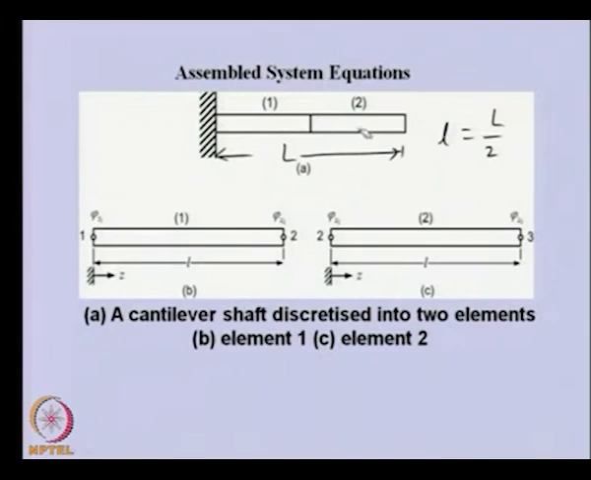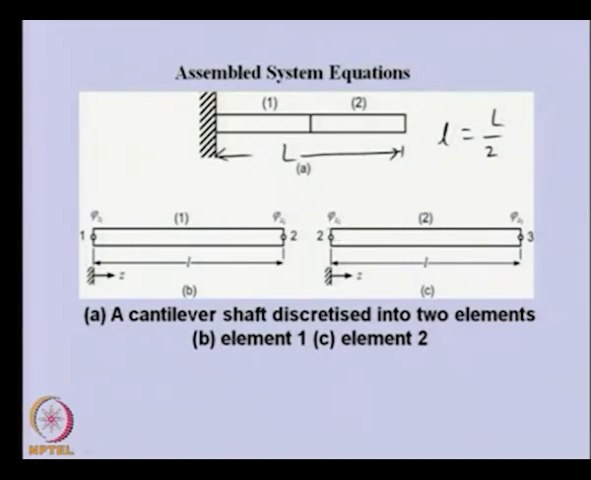And this is the second element, and this is the common node to both. So this node is 2 and this particular node is 3, and for this also we have a local coordinate system z, and the angular displacements here are phi z2 and phi z3, because this is a common node. So we expect during assembly that we should have the same displacement at this location, and we have already seen the compatibility of this while choosing the shape function.